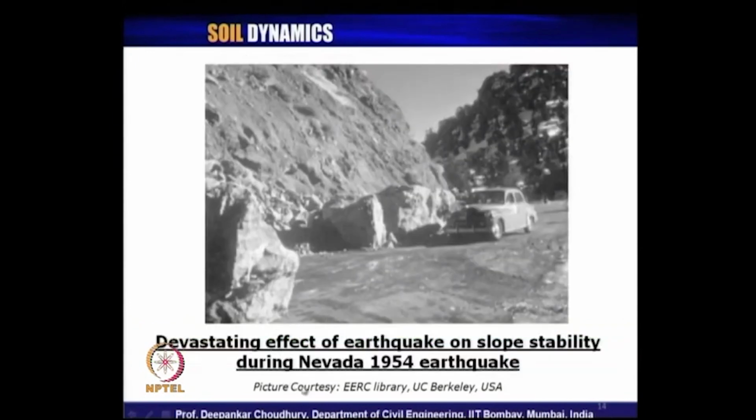Another picture, which is again taken from the EERC library of UC Berkeley, shows the devastating effect of earthquake on the slope, that is, on the stability of this slope during the Nevada 1954 earthquake. The landslide or slope stability problem arose and all the failures have taken place for the slope due to the earthquake loading. So, that again needs the knowledge of soil mechanics and rock mechanics etc., to understand the behavior of this material under the dynamic loading.